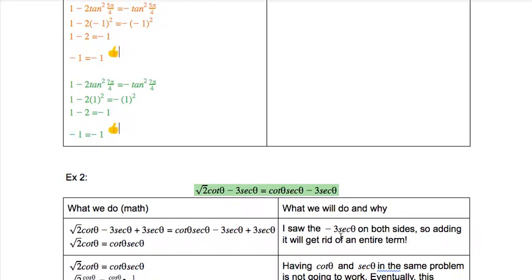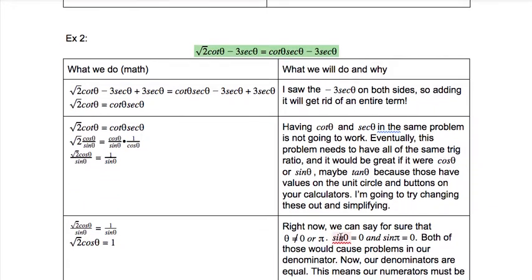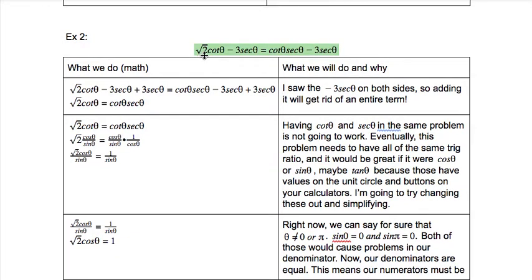Let's do another example, and we'll make this one a little scarier. Here I have root 2 cotangent theta minus 3 secant theta equals cotangent theta minus 3 secant theta. If your first instinct on this one is a momentary panic, you are not alone. There is a lot to find very anxiety-driven about this equation. There's a square root of 2, and we have a cotangent, which is not on the unit circle, and we have a secant, which is also not on the unit circle.